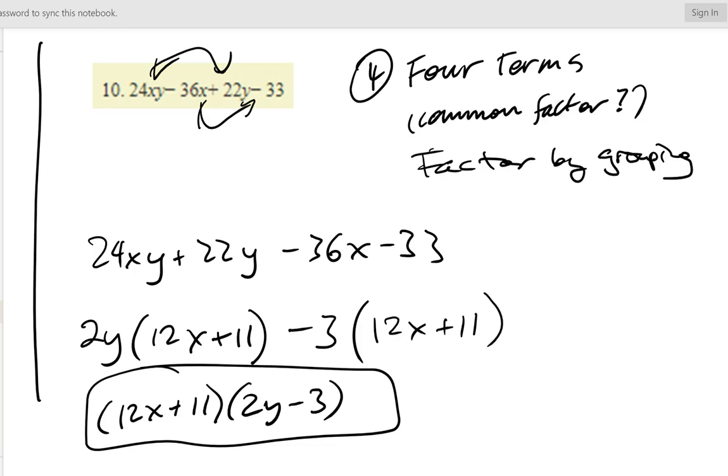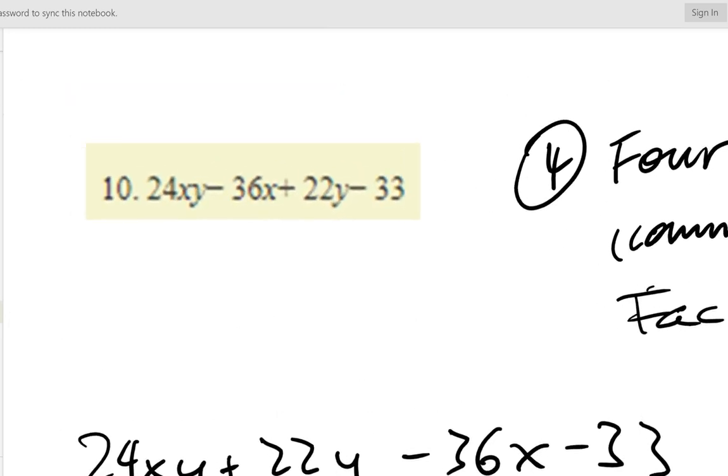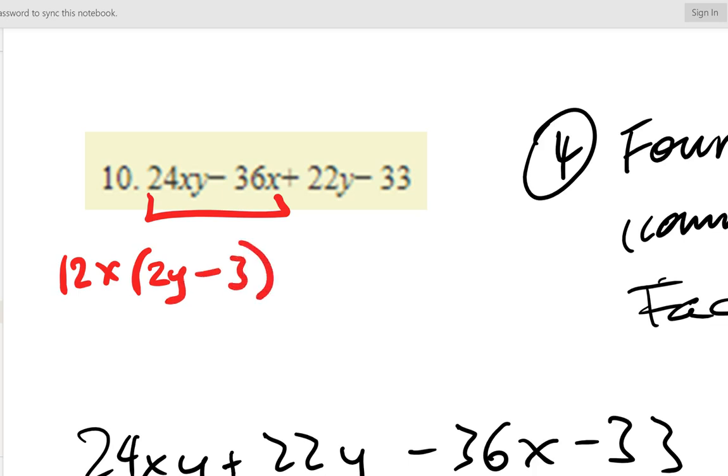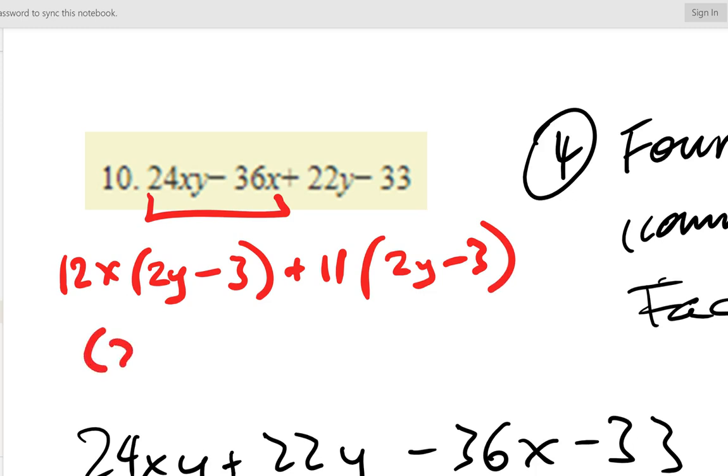All right, so let me see what happened up here. I pulled out of the first two a 12x, and what I'm left with is 2y minus 3. And on the other one, I could have pulled out an 11. Okay, I'm doing this late at night, so that's why. 2y minus 3, and then 12x plus 11.